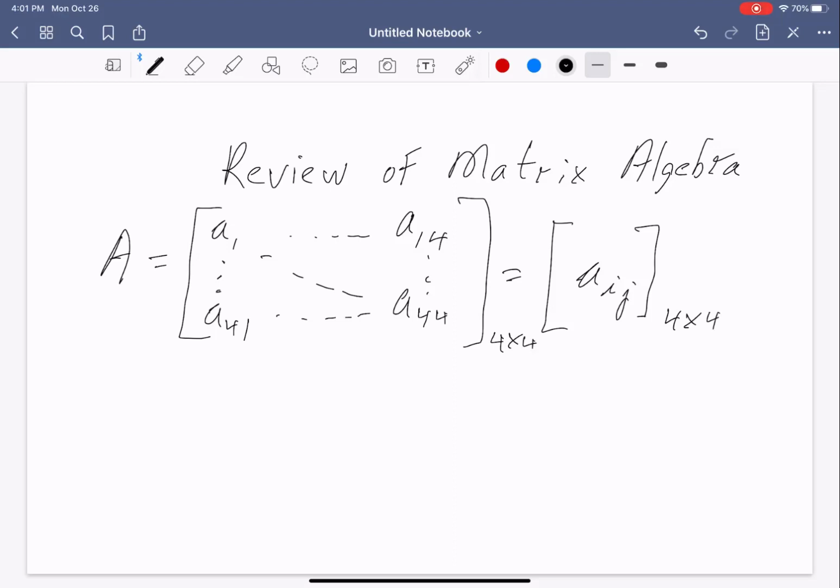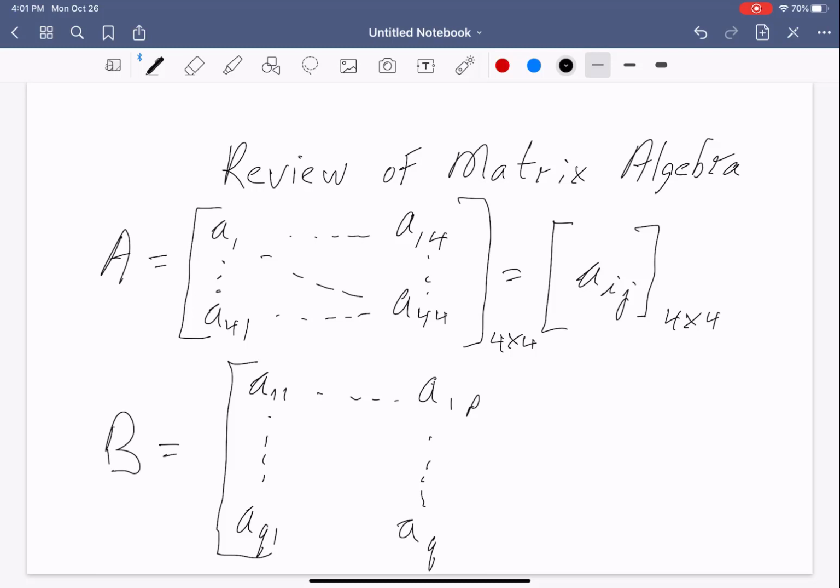Now, more generally, we can write a matrix like this. So let's write matrix B, and let's assume that matrix B is going to have Q rows. So A1,1 down to AQ1, and let's say that it has P columns. So then we basically write the same kind of thing, but we now denote this somewhat differently. And this is a Q by P matrix. And again, we can write this as Aij, but this time it's Q by P.